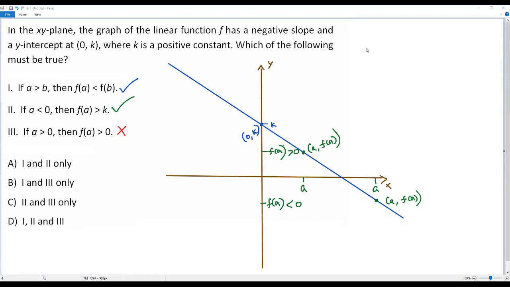So among the given three statements, only the first statement and second statement are true. So we find 1 and 2 in answer choice A. The correct answer choice for this question is A.